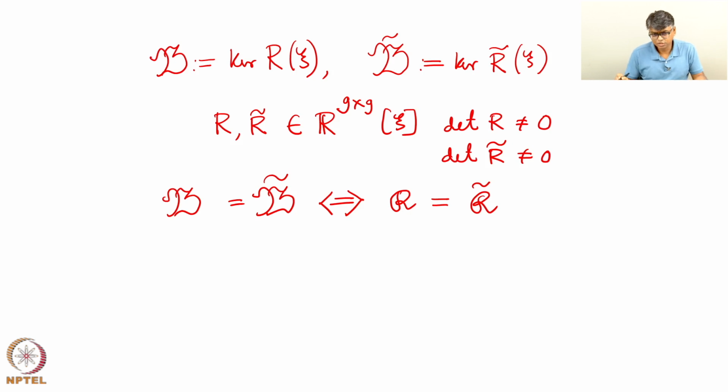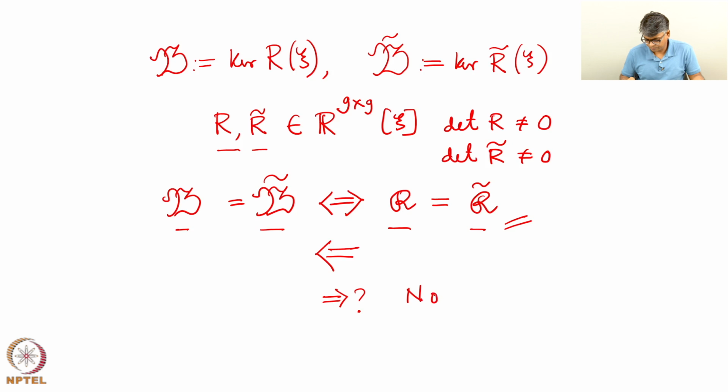Now the claim is that this is true even when they are not autonomous. That means when these matrices are no longer square, or even if they are square, the determinant is not non-zero. That means if you make them full row rank, then they are not square. In that situation also it will turn out that B and B tilde are equal if and only if their modules are equal. Well, this direction we had already proven, irrespective of whether this is an autonomous system or not. This is the direction that we need to prove for the non-autonomous case.